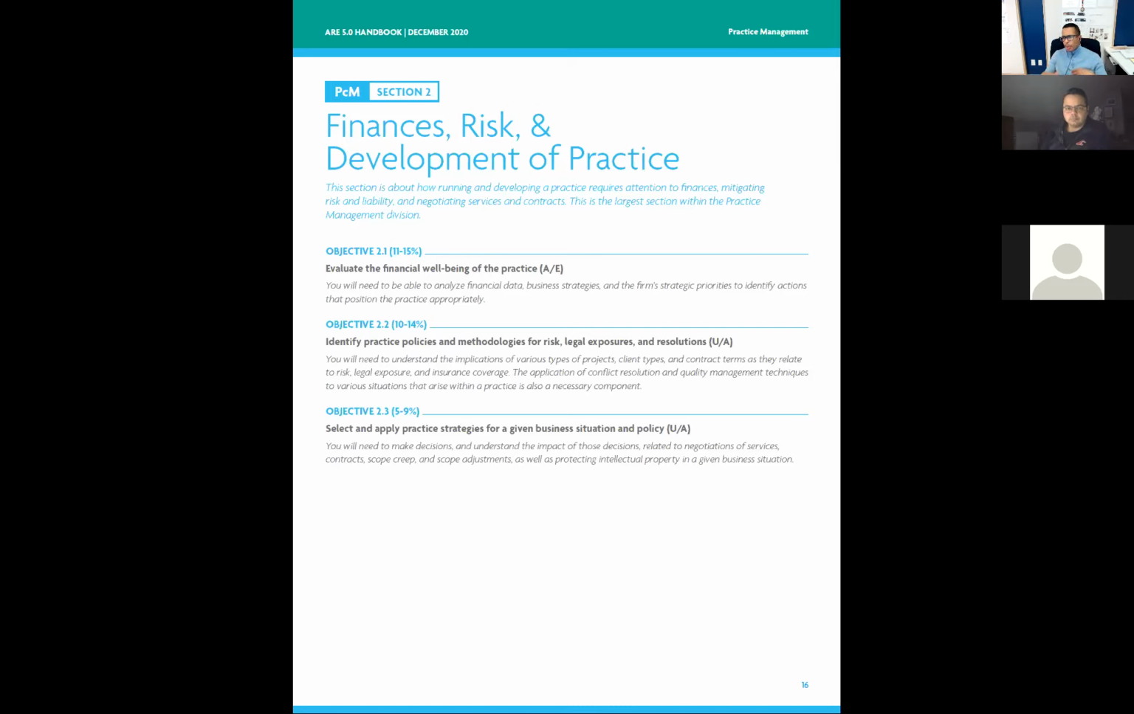Like, how we use Lumion and Revit and VR, and how do we execute our services, and it's just really showing how do we position ourselves on a unique place where we can thrive. So, that's one thing. So objective number 2, identify practice policies and methodologies for risk, legal exposure, and resolutions.